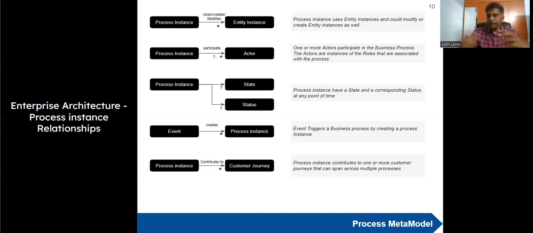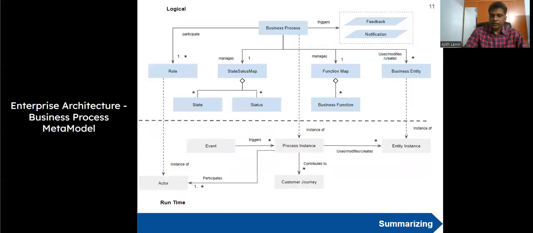An event creates the process instance, and the process instance contributes to the customer journey. We'll come to this customer journey component in later videos, but in the modern world it's becoming more and more important to have this journey component in the enterprise architecture. For this video, we'll just note that the process instance contributes to the customer journey. We'll look at the details later.